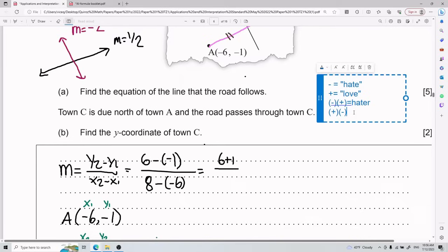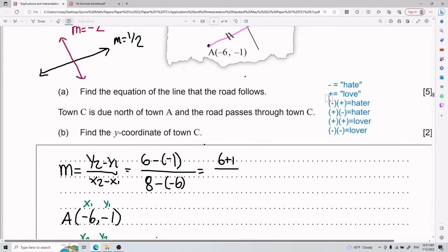If I love to hate, I am a hater. If I love to love, am I a hater or a lover? I'm a lover. And if I hate to hate, then I'm a lover. See? All right, whatever. Here's a little bit of a pattern to remember the negatives and positives. I just mentioned it because I know some people have trouble with it. Might as well put it out there, see?